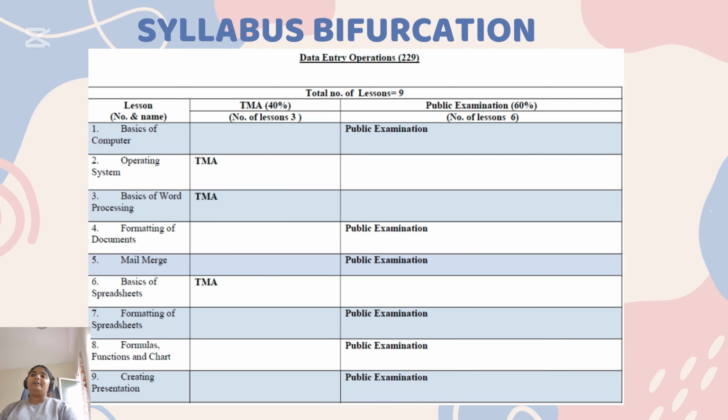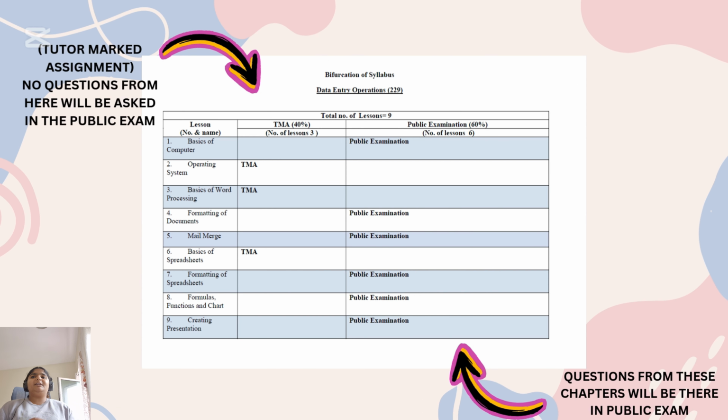Okay, so in the first slide we have our syllabus bifurcation. Now if you ask me what syllabus bifurcation is, it is basically how the chapters are divided according to what category of exams you are attempting. The thing about NIOS syllabus bifurcation is it is different from other boards. That is, it has a TMA section, which is short for tutor marked assignment. So the TMA is basically like a project that they have in order for you to gain more marks.